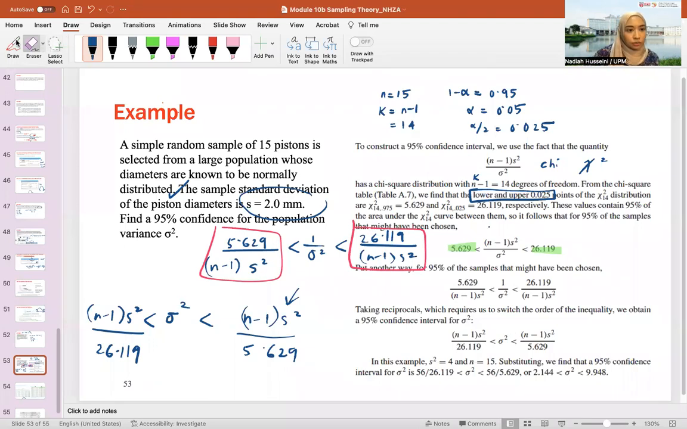So let me try to number this. Or maybe just number 1 is finding your degrees of freedom. Number 2 is finding your alpha over 2. Number 3 is finding the chi-square distribution, your upper and lower, right? And then for number 4, you switch. You try to rearrange your equation to solve for your variance. And then number 5 is just substituting and getting your final answer. A lot of steps, but with practice, I know you can do it.